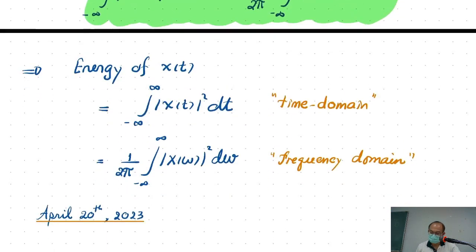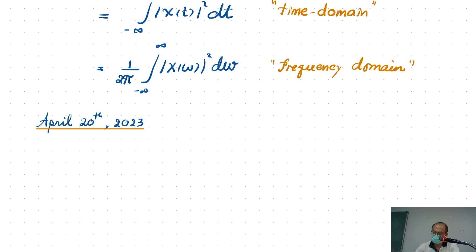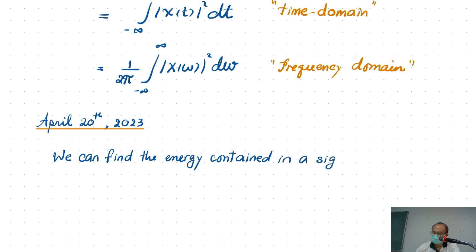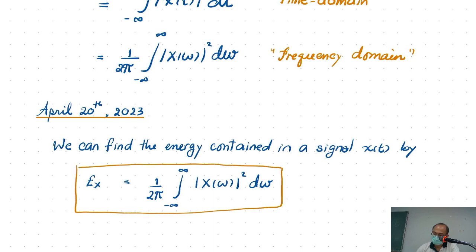So it says that we can find the energy contained in a signal x(t), call it E_x, which is equal to 1 over 2 pi integrated from minus infinity to infinity of the magnitude of the spectrum of x squared, and the integral is with respect to the frequency. This is what Parseval's theorem tells us.